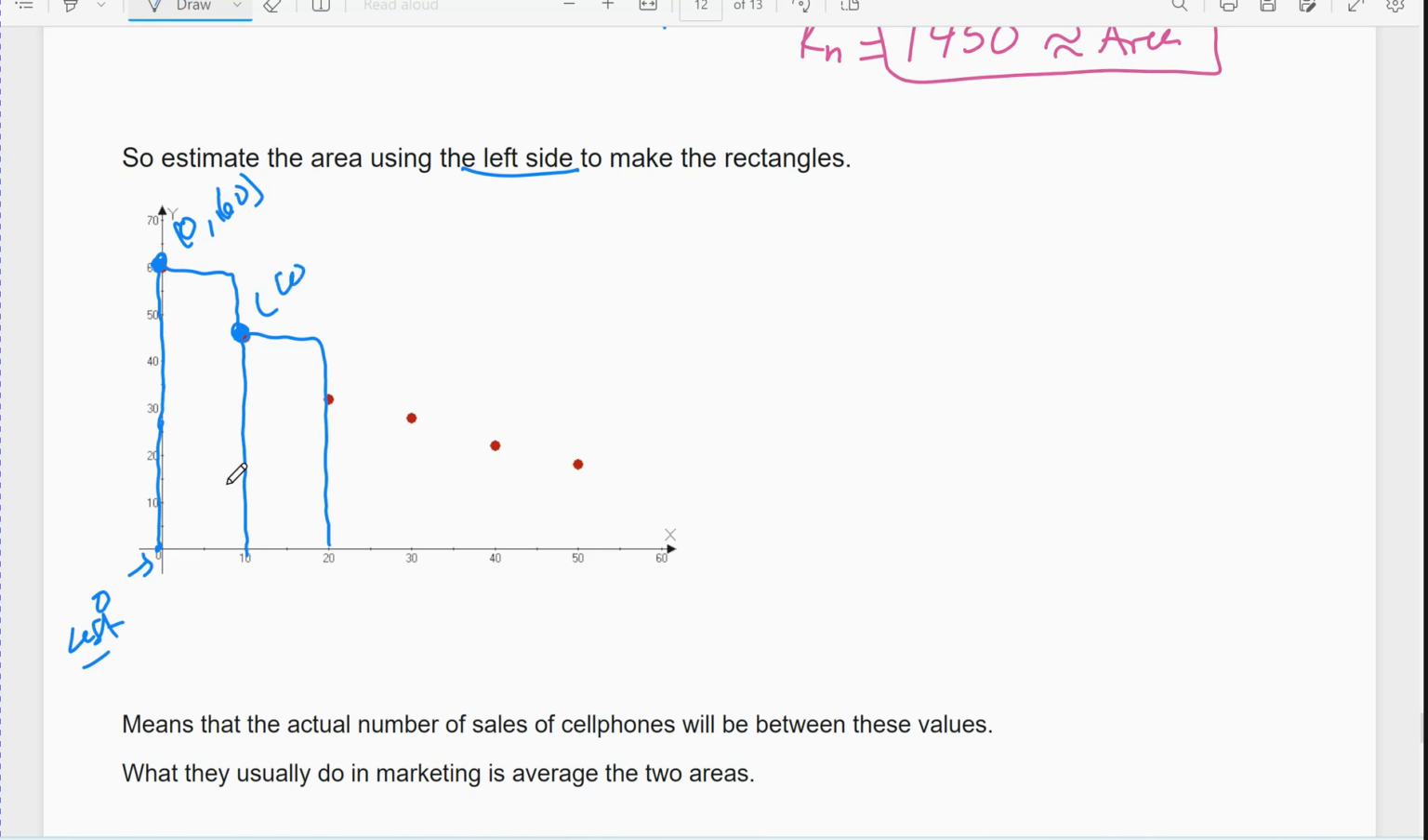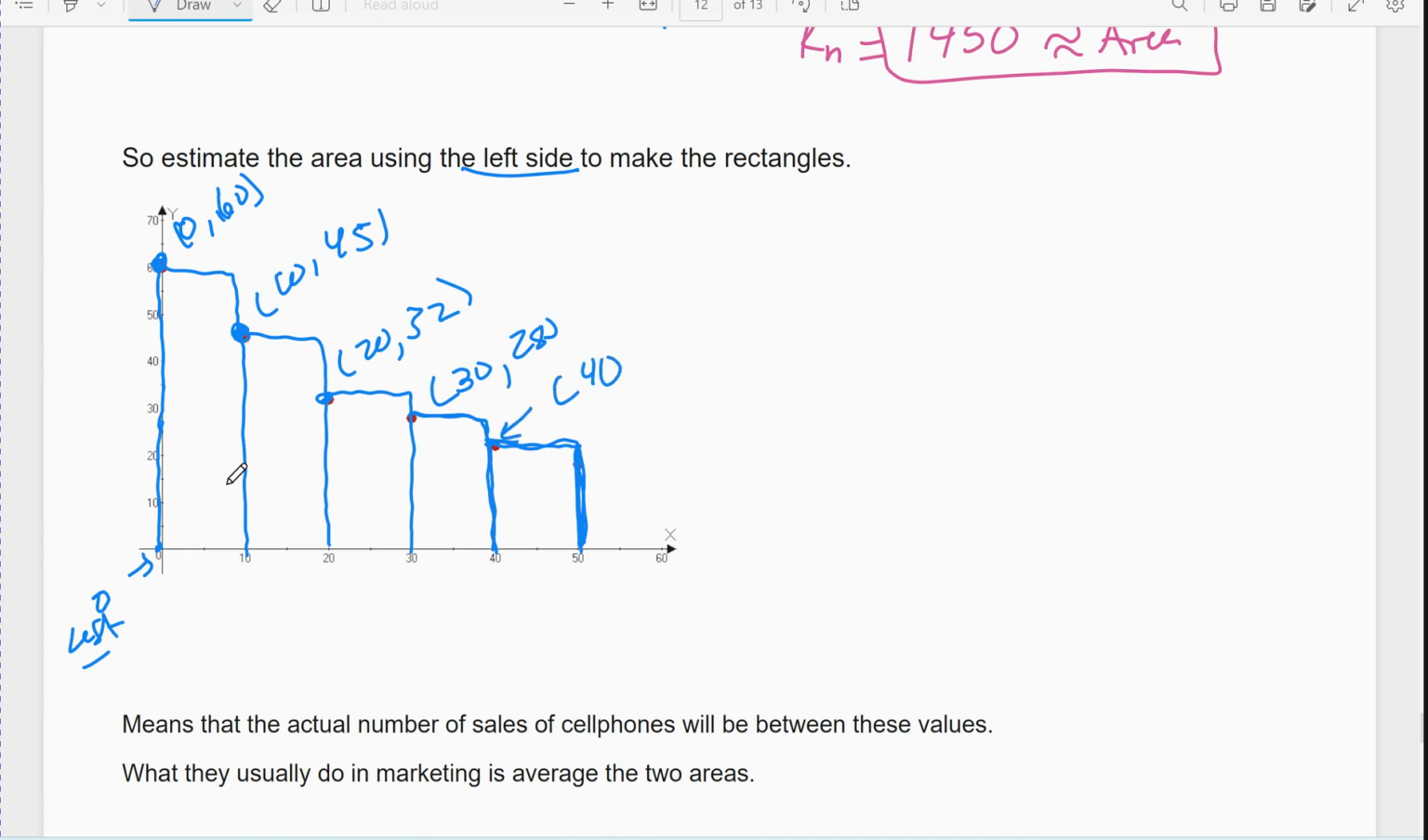and then the next rectangle goes up to the 10, 45. The next one starts at 20, 32. And the next one is at the next point, which is at 30, 28. Goes through that point. The next one goes over. And actually, that's the last one because that ends here at 50. But it's at the point 40. So we stop at the point 40. 22 is the last point we use.